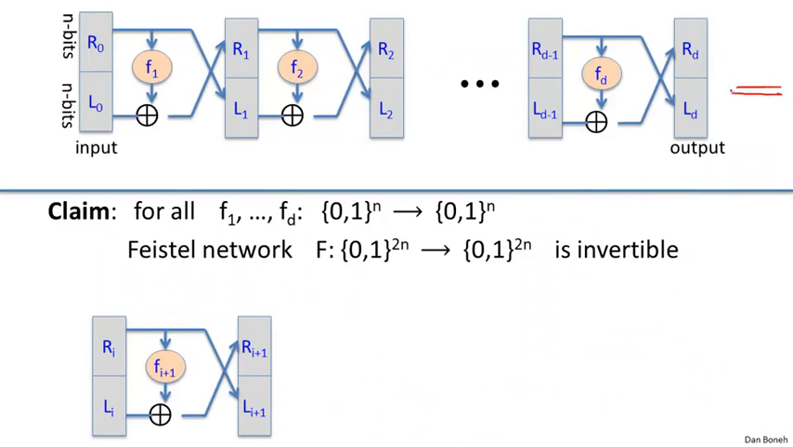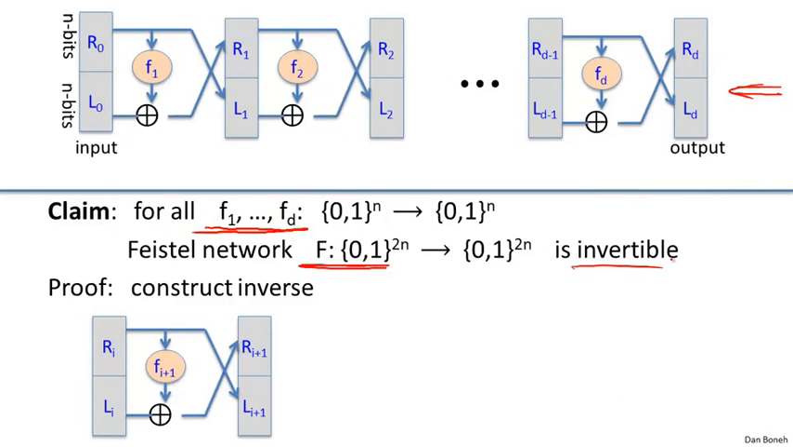Here I just copied the picture of the Feistel network, and the amazing claim is that it doesn't matter which functions you give me. For any functions f1 to fd that you give me, the resulting Feistel network function is in fact invertible. The way we're going to prove that is we're going to construct an inverse, because not only is it invertible, it's efficiently invertible.